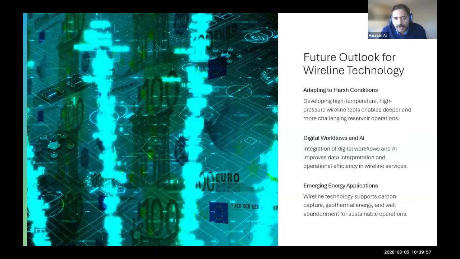Where do I see wireline technology going forward? I do see a very bright future for the wireline technology. We are adapting to harsher conditions, high temperature, high pressure environments. We are going deeper and we are going in more challenging reservoirs, right? With integration with the digital workflows and artificial intelligence, now we can get decisions which are more mature because we have a lot of data from all these years. Our AI being trained on those data sets, now it is making decisions which humans used to make with a very high accuracy.